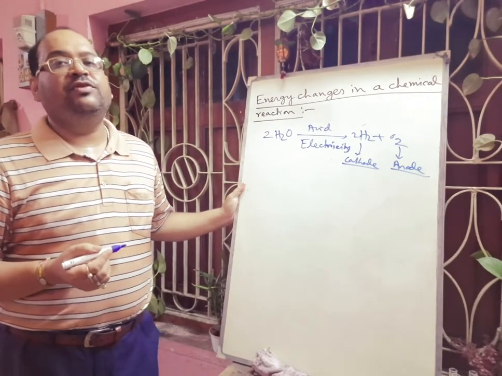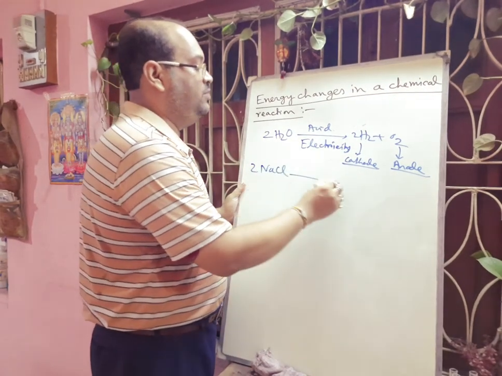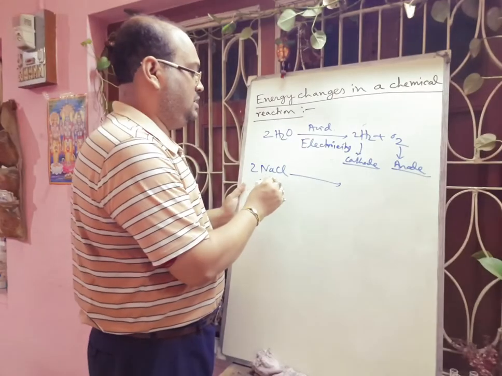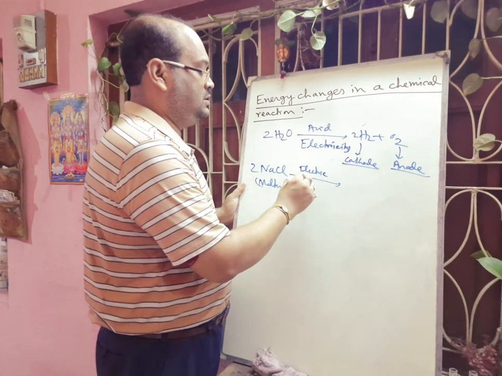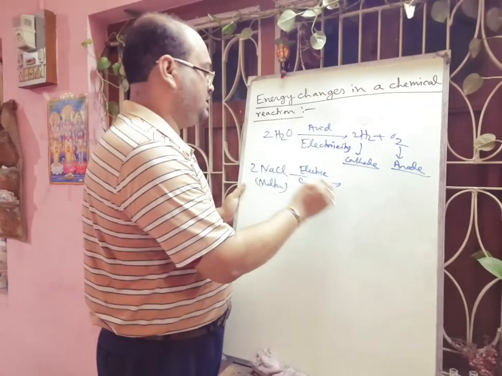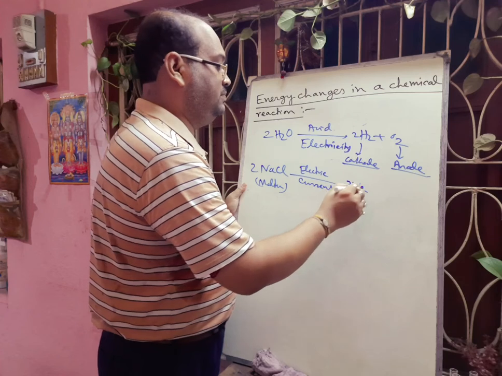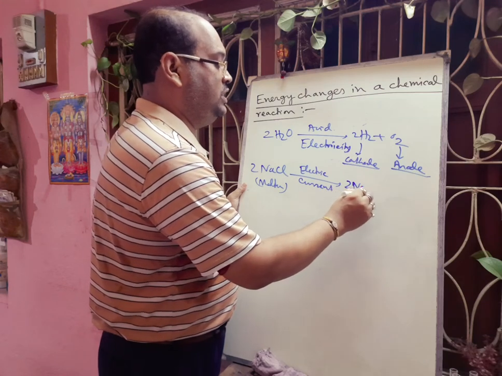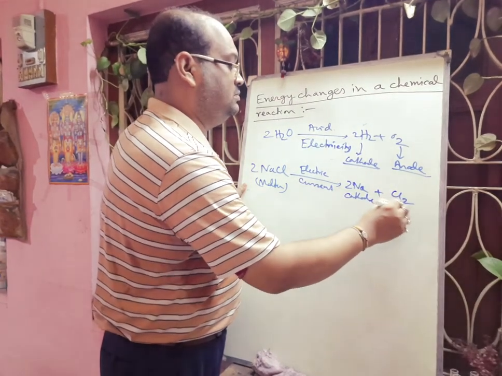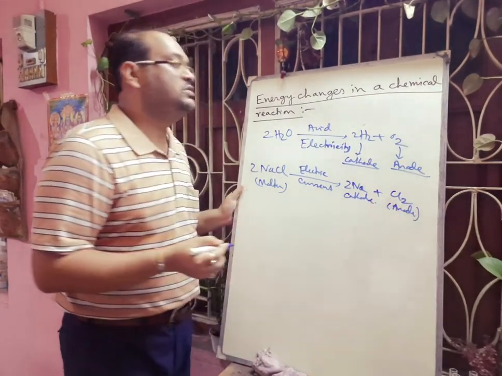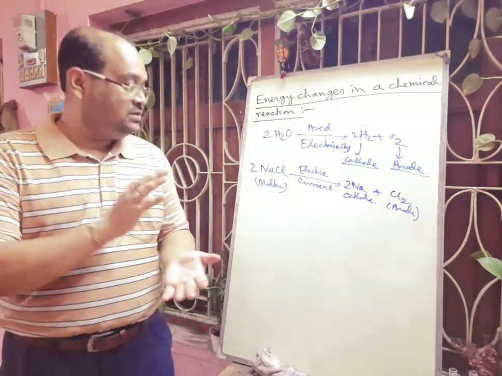In the same way, if you take molten NaCl and pass electric current, then at the cathode there will be formation of sodium. Sodium will be deposited, and at the anode there will be formation of chlorine gas. These are the examples of electrochemical reactions. So hope you can understand.